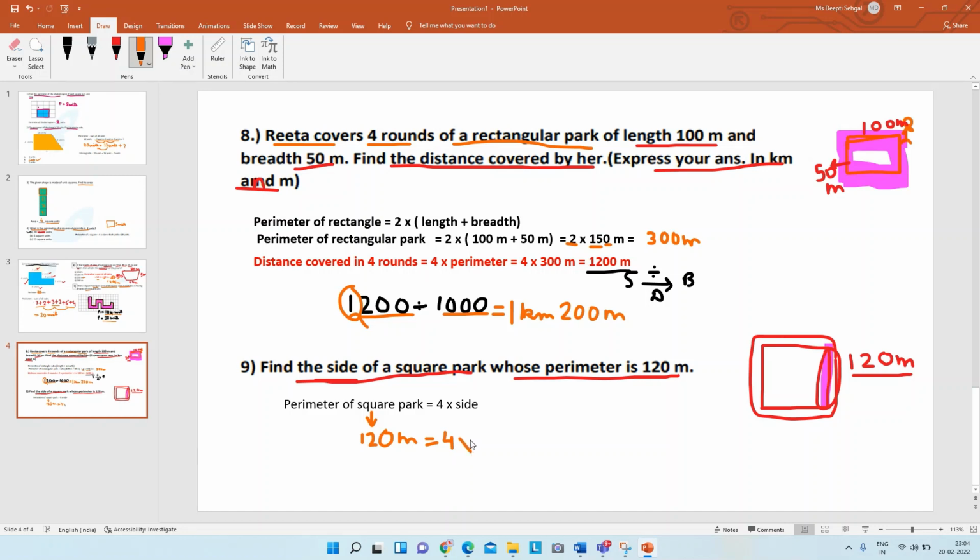अब हम 4 को किससे मल्टीप्लाई करें कि 120 मीटर आ जाए? तो इसके लिए हम क्या करेंगे? हम उल्टा कर देंगे. हम 120 मीटर को ही 4 से डिवाइड कर देंगे. हम इस 4 को उधर ले जाएंगे और 4 से डिवाइड कर देंगे. तो 120 मीटर डिवाइडेड बाय 4 इज इक्वल टू. तो 4 की टेबल में 12 कब आता है? 4 3 है ना. 4 3 12. और 0 कब आता है 4 की टेबल में? 4 0 0. तो 30 मीटर इज द आंसर. The side of the square path is 30 meter.